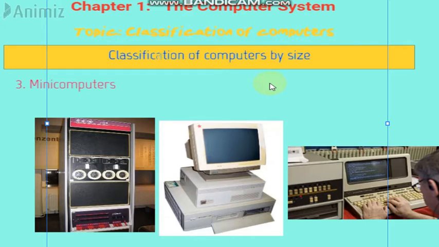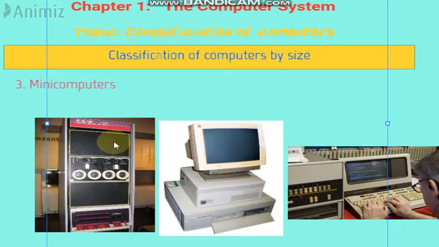Series 16160A. This is the example picture of it. Also, sorry, the picture of CDC 68, which is a type of minicomputer, is in your book. And Microvax 3100. This is a picture of Microvax 3100.